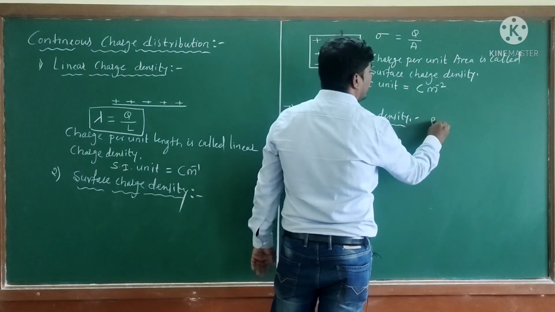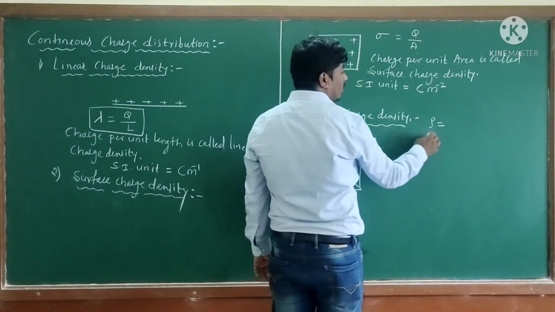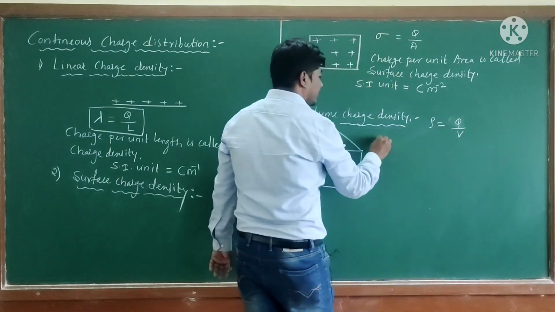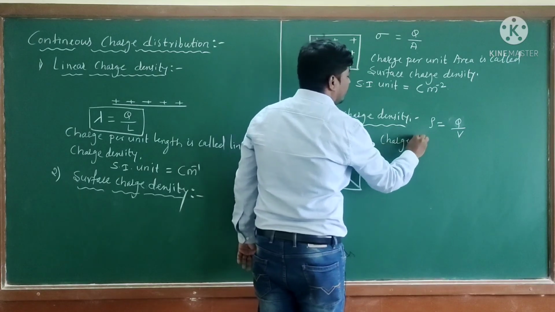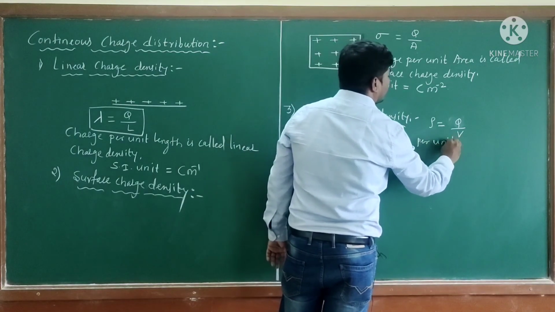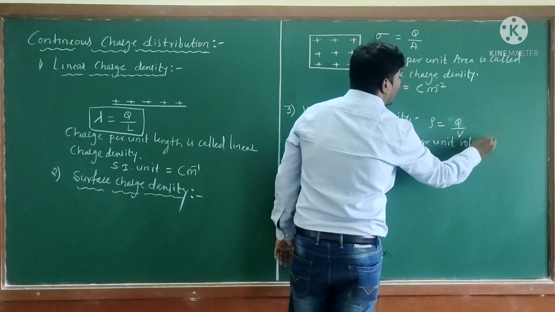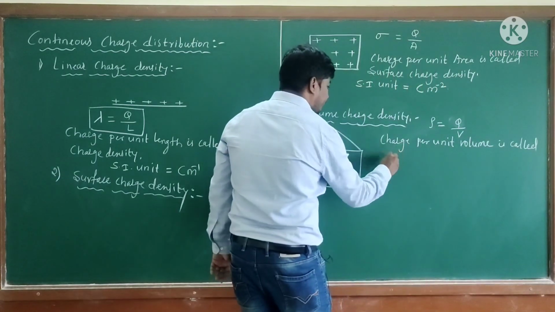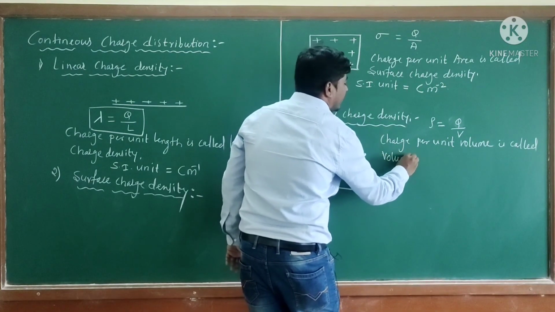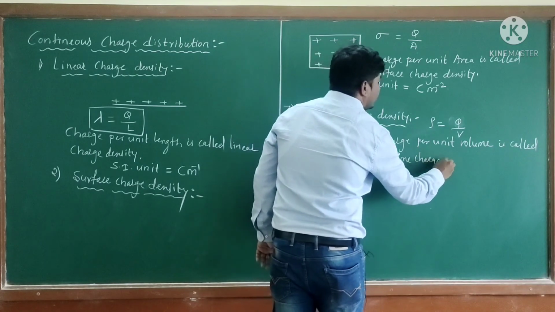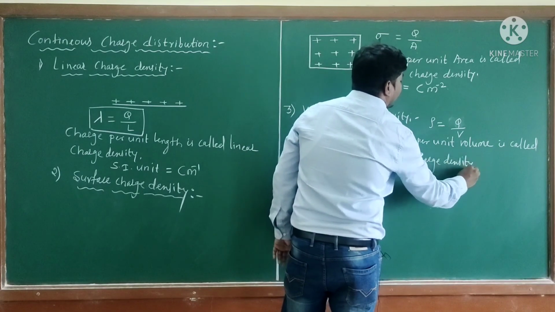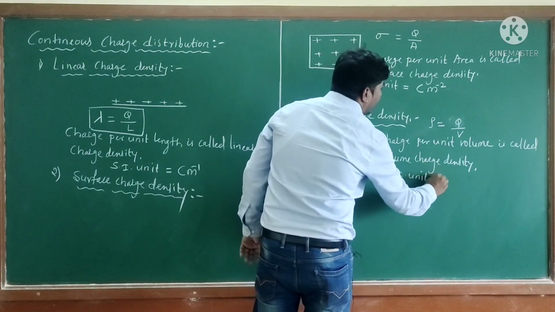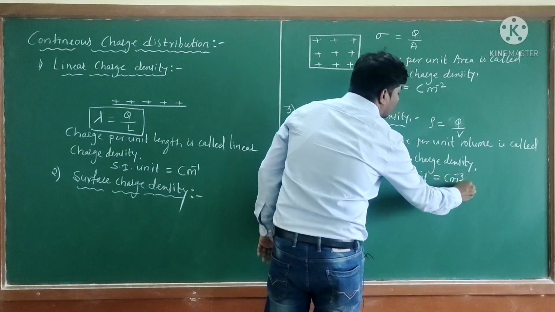It is denoted by the symbol rho. See, rho is equal to Q divided by V. That is charge per unit volume. Charge per unit volume is called volume charge density. Right? And the SI unit is simple, that is coulomb per meter cubed.